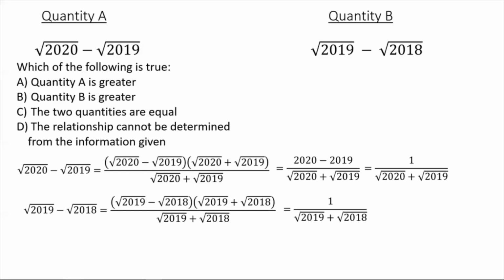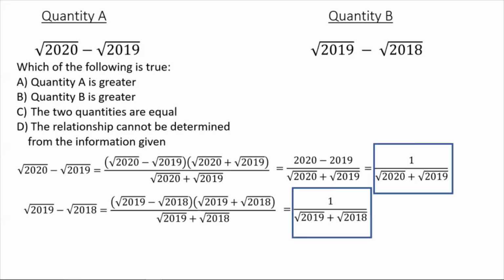And in the numerator, we are left with, it's the other way around. In the numerator, we have 1. And in the denominator, we are left with root over 2019 plus root over 2018. So now we have to compare between the quantities in the box. And both of these quantities have the common numerator. So we have to find out which denominator is lesser to find the greater of the two quantities, right?